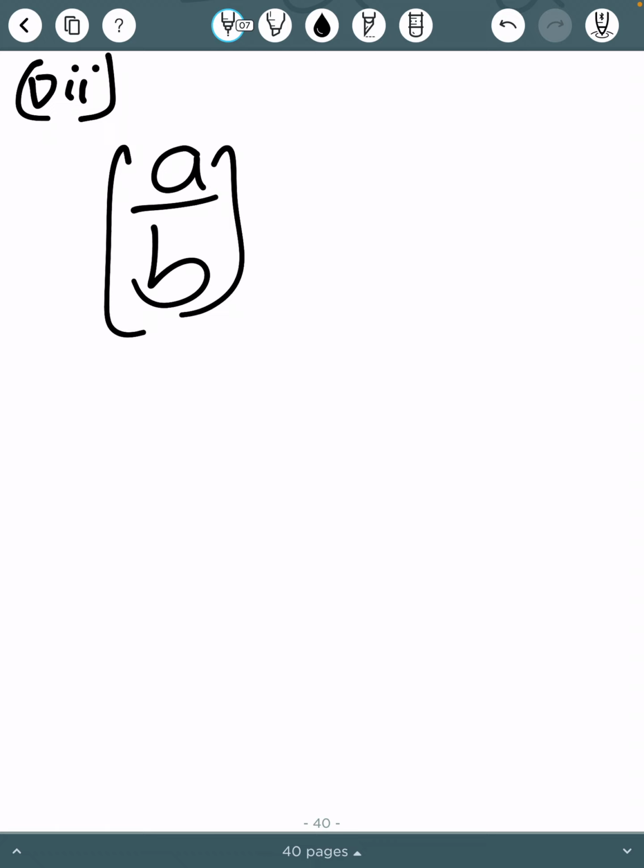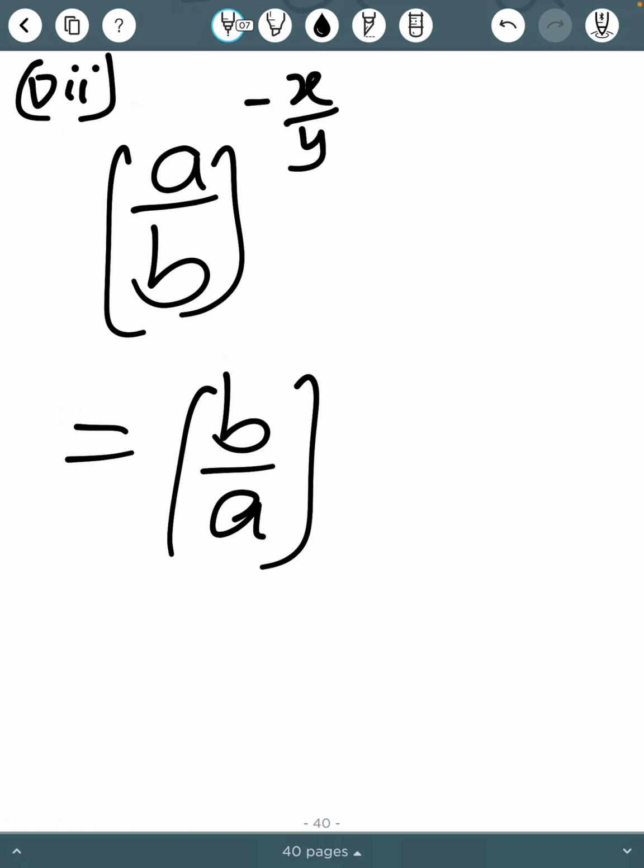There's another tricky one. Let's take that as the seventh law of indices, which says that a over b raised to power minus x over y should be treated as b over a raised to power x over y. So here we just swap a and b, and change it to b over a, and we throw the minus sign in our fractional index away. So those are some basic laws of indices.